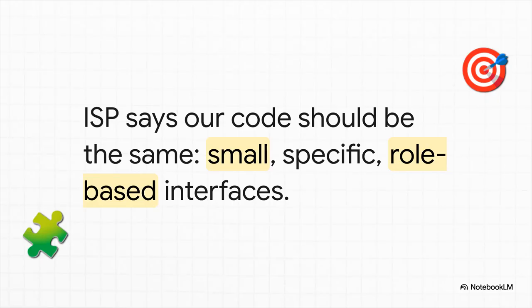And that's exactly what the Interface Segregation Principle says our code should do. The clients, and by that I mean the classes that use an interface, they shouldn't be forced to depend on methods they don't actually use. Just like a coffee drinker doesn't need the wine list, our code deserves small, specific, role-based interfaces.